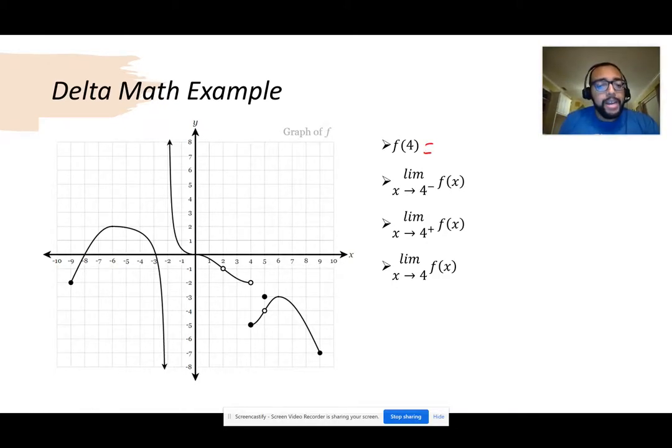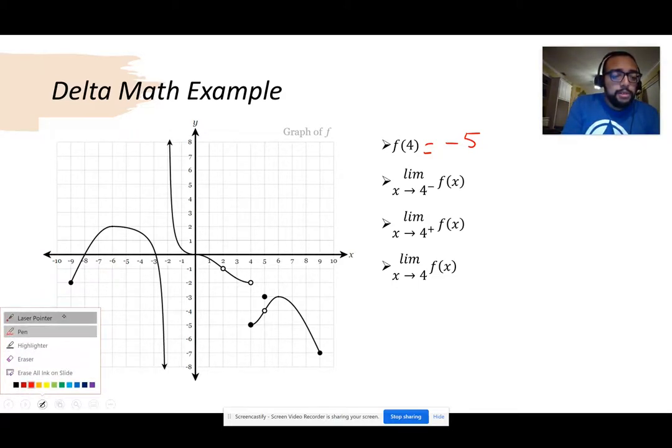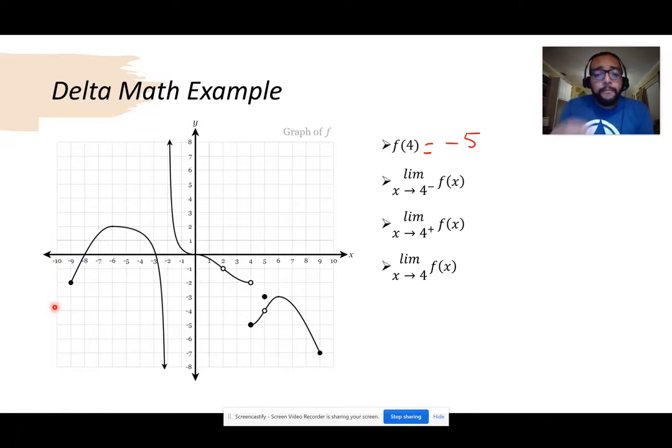f of 4 here would actually be, you're correct, negative 5. It wouldn't be negative 2 because there's an open dot. It would be negative 5 because there's a closed dot. Okay, cool. So as you approach 4 from the left-hand side, so that means the values that are less than 4, all this stuff over here, what are we approaching? As we keep going this way, oh, hi, open dot. Looks like we're approaching negative 2. So this here, negative 2.